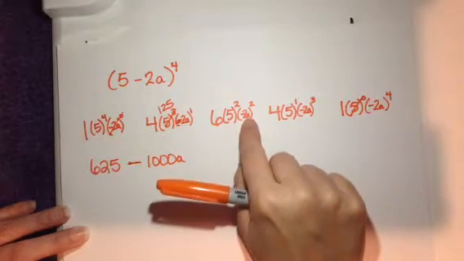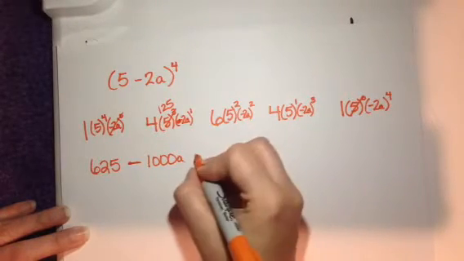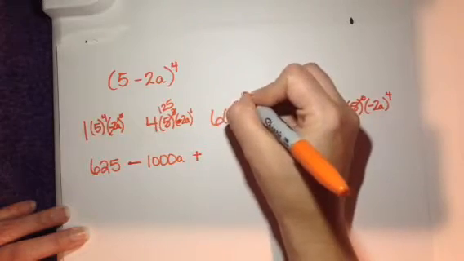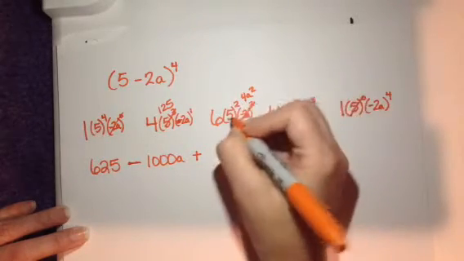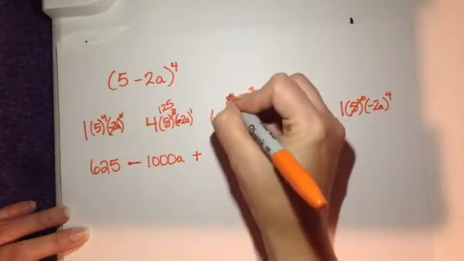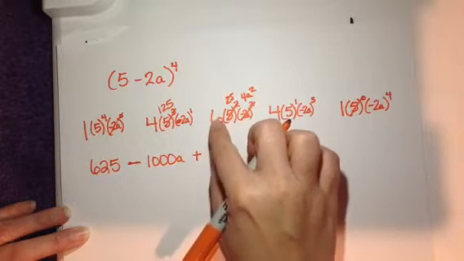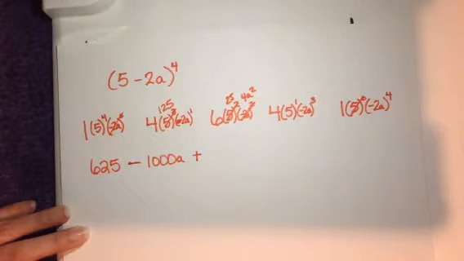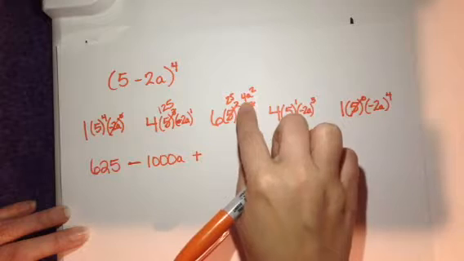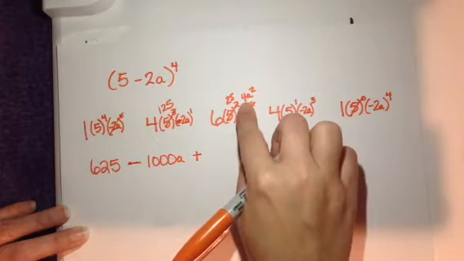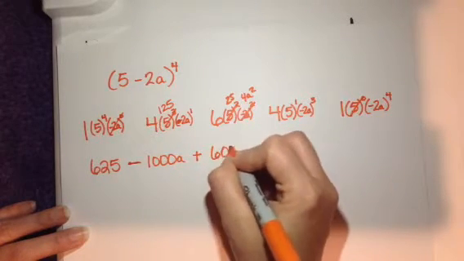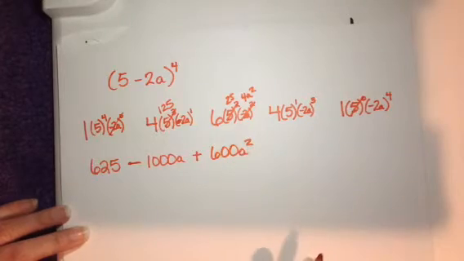All right, negative 2a squared. Well, that's going to be a positive 4a squared. 5 squared is going to be 25, and I have to multiply these. 6 times 25, that is 150. 150 times 4 is 600, so that's going to be 600a squared.